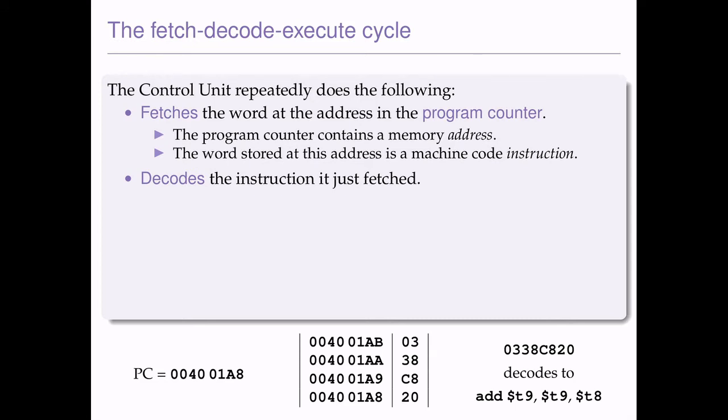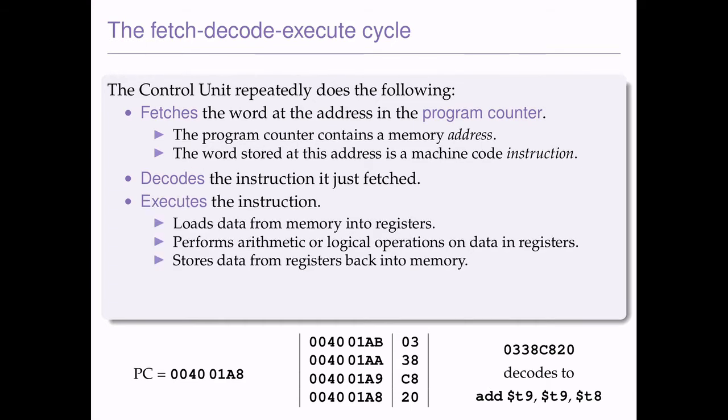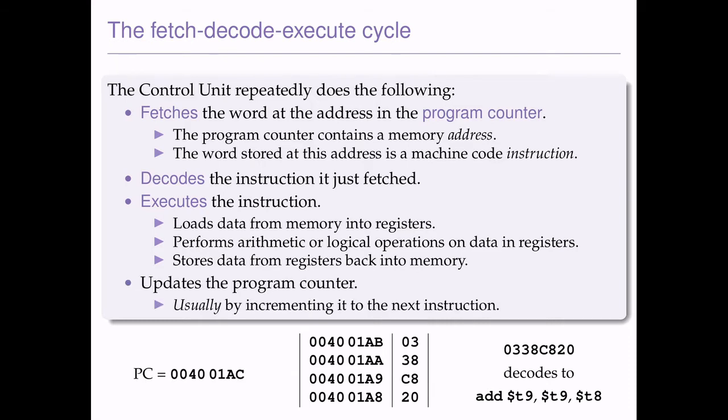Once we have that machine code instruction, we have to decode it and figure out what it does. So we see that it corresponds to an add instruction using a couple of registers. Once we have that, we then execute the instruction. That means we load the data from memory into registers, perform the ALU operations, and then store the data back into memory. Something that's going to be a key idea in this lecture is that we then update the program counter, usually by incrementing to the next instruction. You can see at the bottom there, the program counter is going from A8 to AC, because we increment by 4 to get to the next word stored in memory.